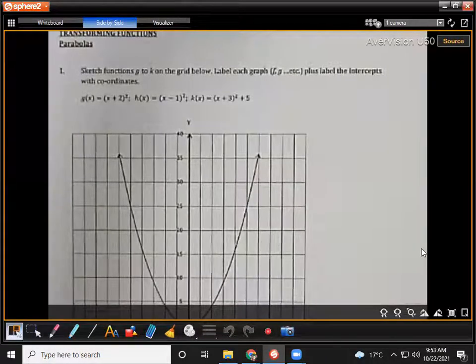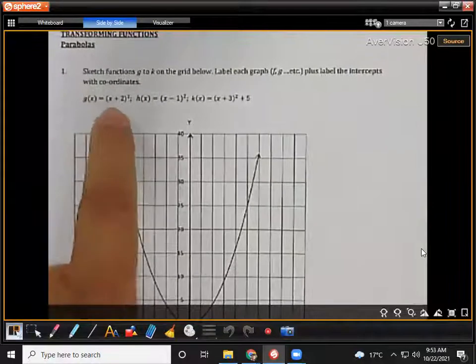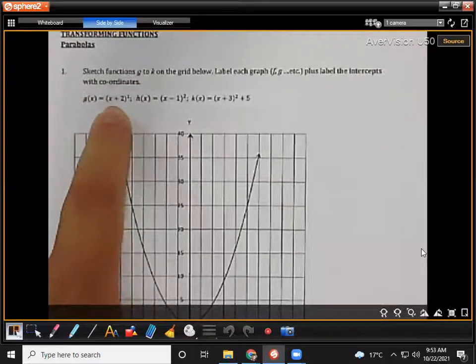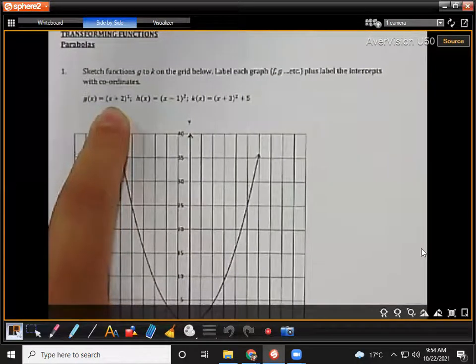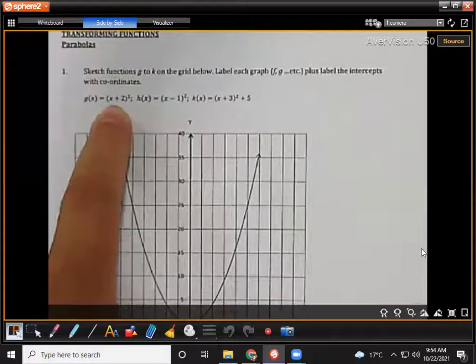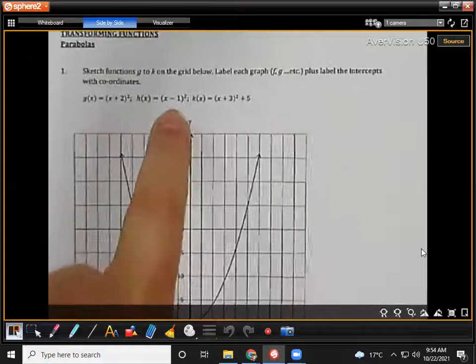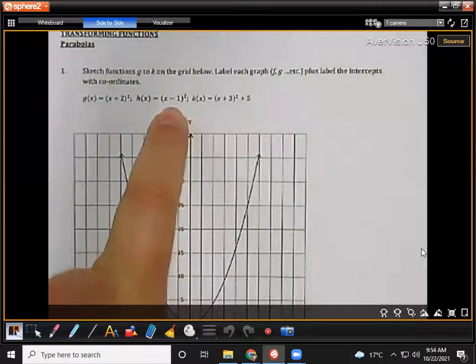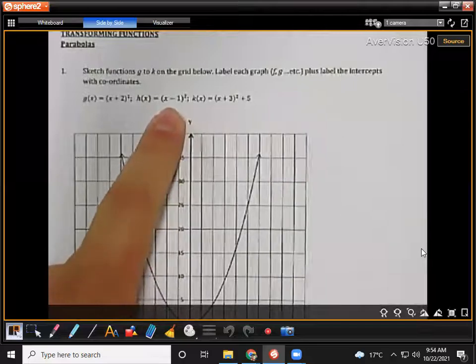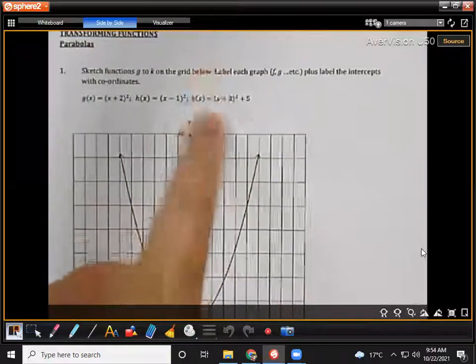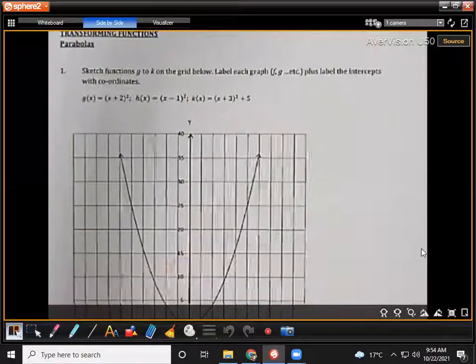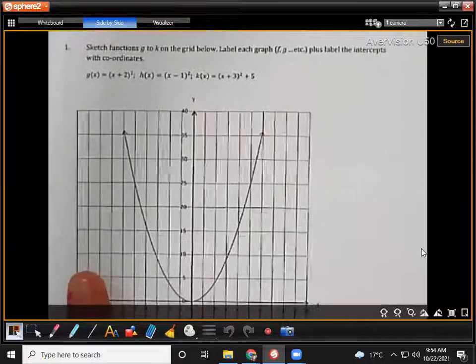Now, guys, spoiler alert, the same thing is going to happen here. If you have an x plus 2 squared, your whole graph is going to shift 2 units to the left, because now it's a plus in the brackets. If we have an x minus 1 squared, because there's a minus, your graph is going to shift to the right by 1 unit. And then that one has a shift and an upshift. So I want you guys to do that on your own.